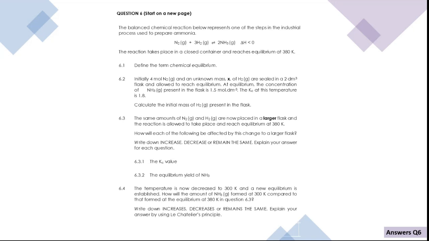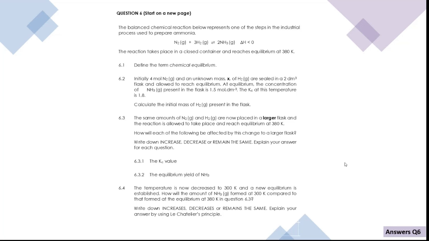All right. Very important. Now, 6.2, grade 12s, we're going to break here for some time because this is a calculation that you can work on as well. Let's read through the question first. The question says, initially, 4 moles of nitrogen gas and an unknown mass X of hydrogen gas are sealed in a 2 cubic decimeter flask and allowed to reach equilibrium. At equilibrium, the concentration of the ammonia gas present in the flask is 1.5 mole per cubic decimeter. The Kc value at this temperature is 1.8. Calculate the initial mass of the hydrogen gas present in the flask. You know that a question like this can reach anywhere from 7 to 9 marks, right? So that indicates not difficulty, but just the steps involved and so on.